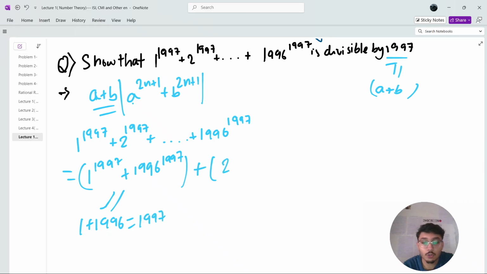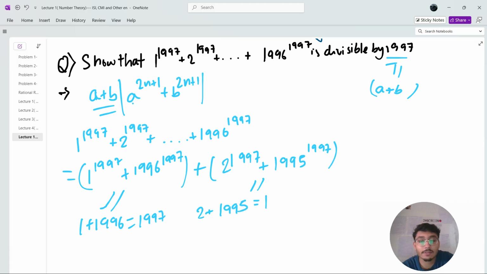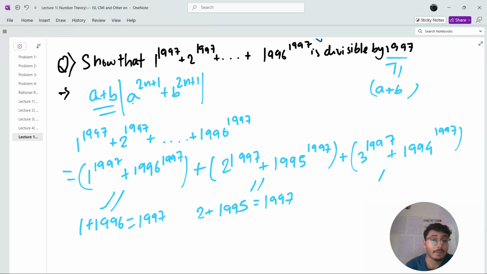Now next term, 2 to the power 1997 plus 1995 to the power 1997. This term is again divisible by 2 plus 1995, which equals 1997. What do I have for my next term? 3 to the power 1997 plus 1994 to the power 1997. This term is again divisible by 3 plus 1994, which is basically 1997.